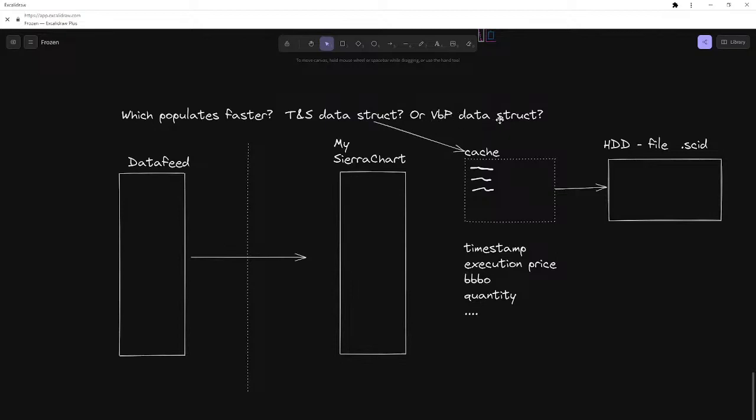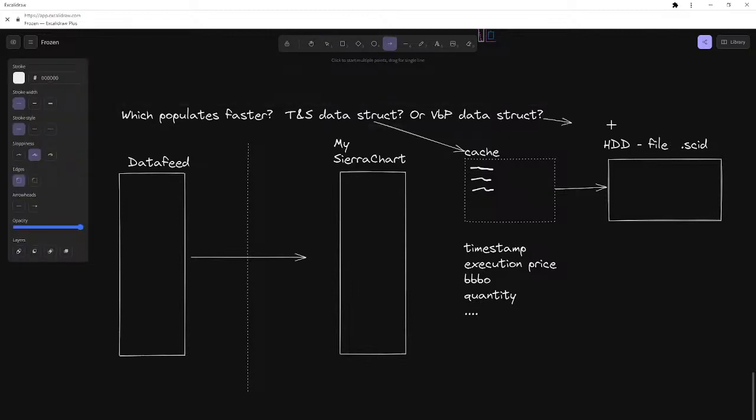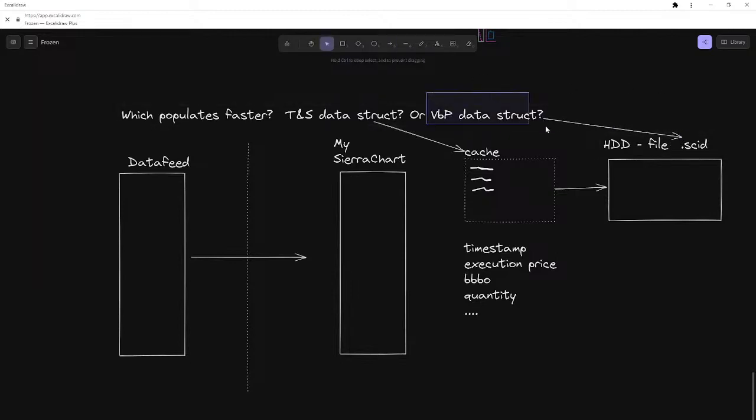The volume by price data structure, I don't actually know, Chris, if it's coming from the cache or from here. I'm going to assume that this is coming from here. Why? Because we can rebuild this going back pretty much any amount of time, right?